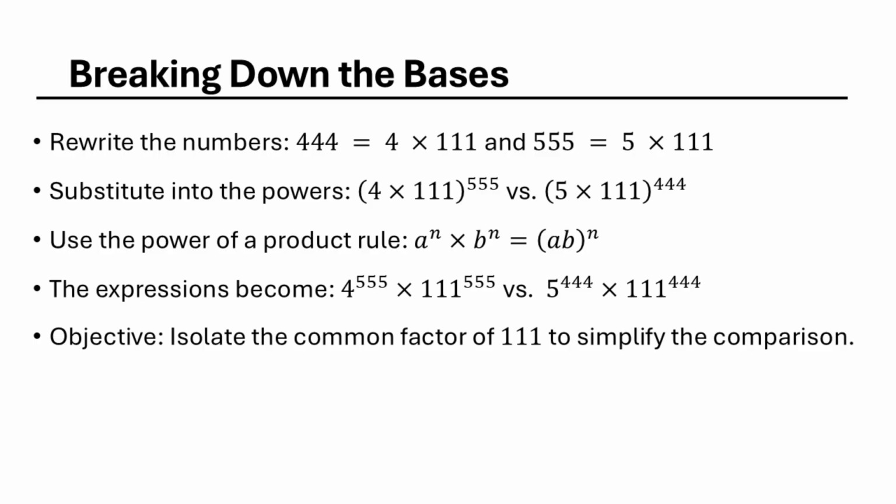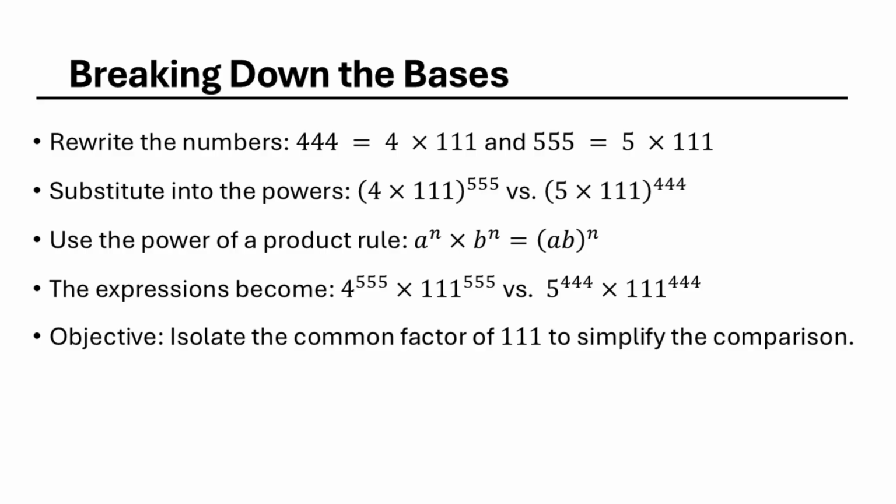We can see that both 444 and 555 are multiples of 111. This is our first clue. We can write the first expression as (4 times 111) to the power of 555. Similarly, the second expression becomes (5 times 111) to the power of 444. By doing this, we have introduced a common factor, 111, which will be the key to our simplification.